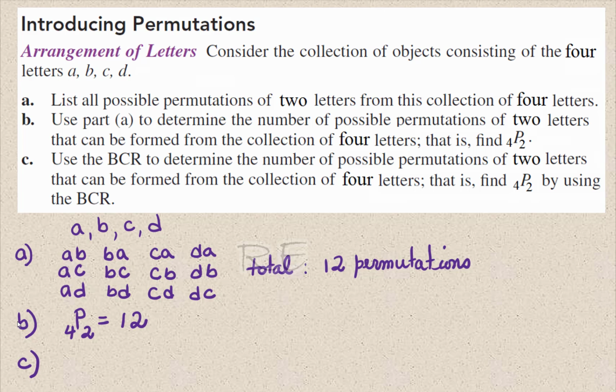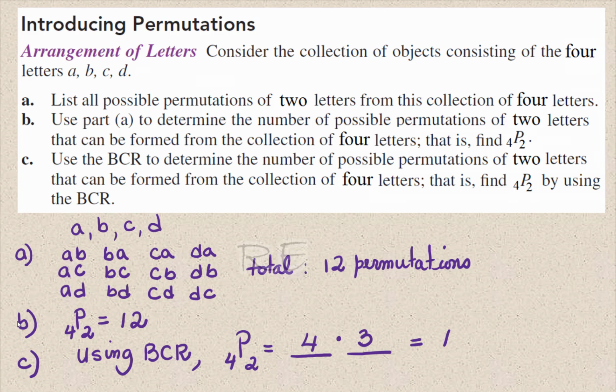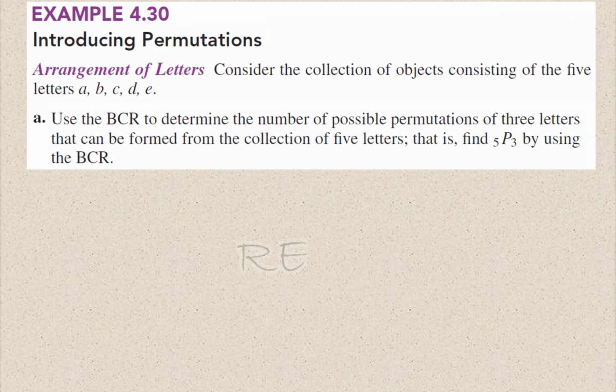We're going to use the basic counting rule to determine the number of possible permutations of 2 letters. For the first one, we'll have 4 choices. For the second one, 3 choices. And we need to multiply them together to get the total. And the total is 12.